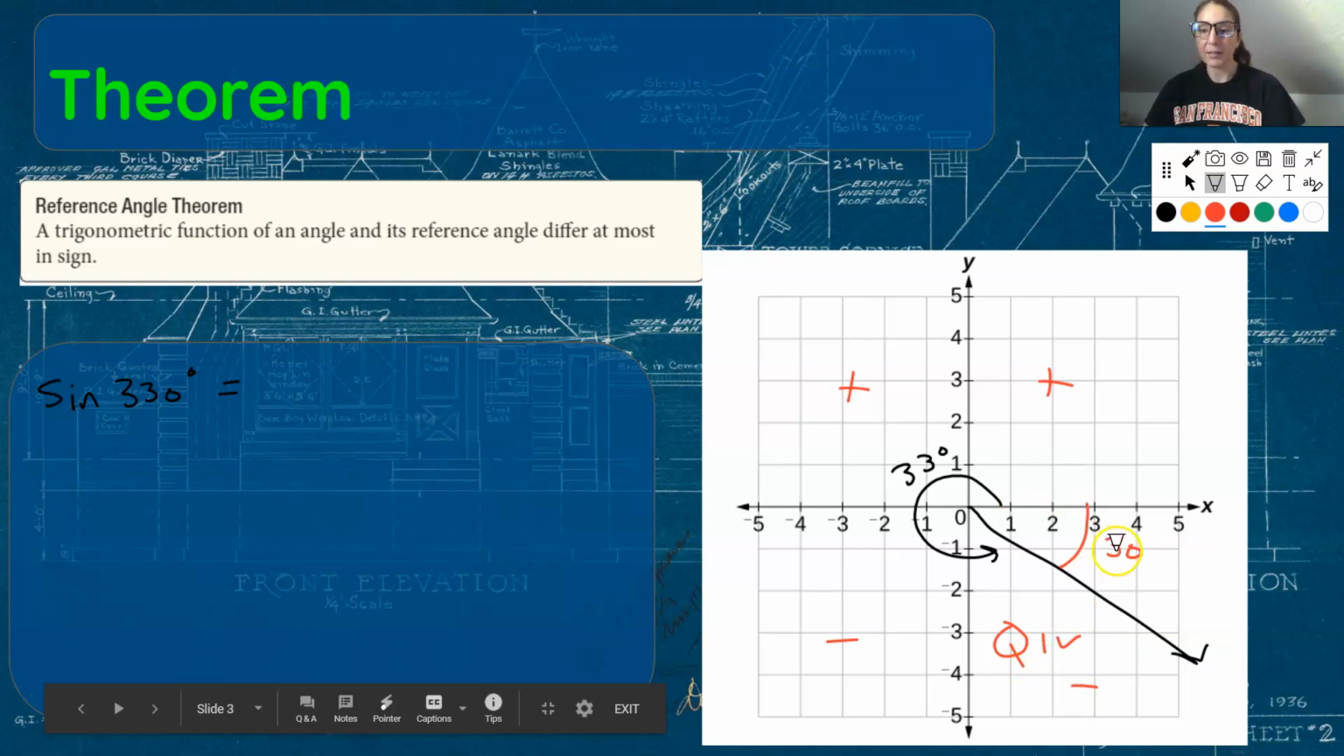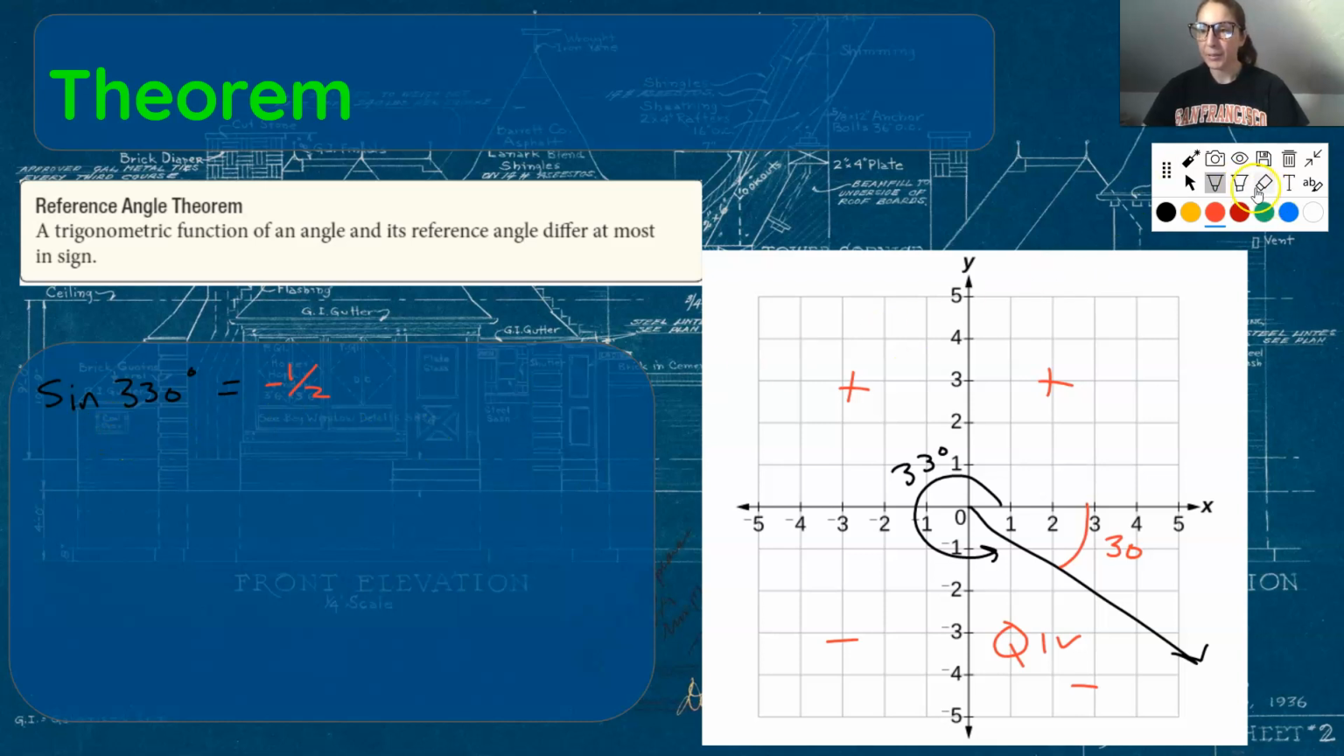So what is sine of 30? Well, sine of 30 is 1/2, right? We know this from our trig functions of special angles. Sine of 30 is 1/2, and because I'm in quadrant 4, I will use negative 1/2. And that's how to use reference angles to find trig values exactly.